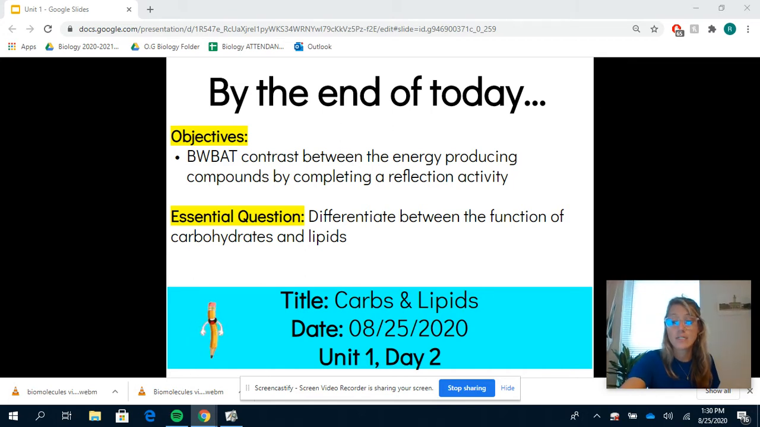We are specifically talking about two of the major biological molecules, carbohydrates and lipids today. These are both the energy-producing biological molecules that living organisms have that make up what they are. Remember, last class we talked about the biomolecules as a whole. So we quickly discussed carbohydrates, lipids, proteins, and nucleic acids. But today we're just going to focus on carbs and lipids.